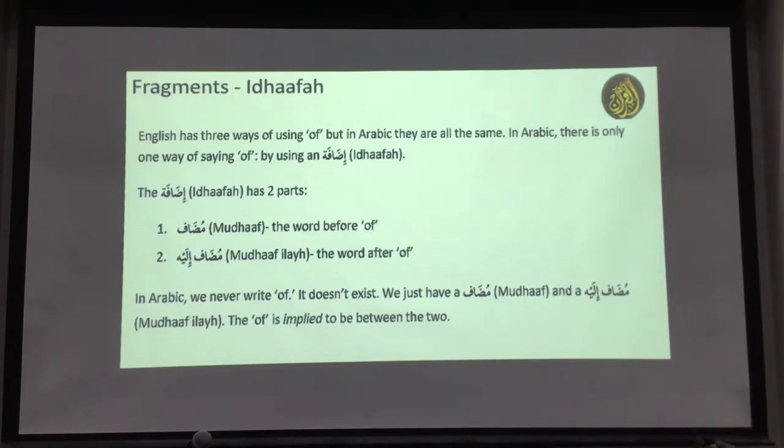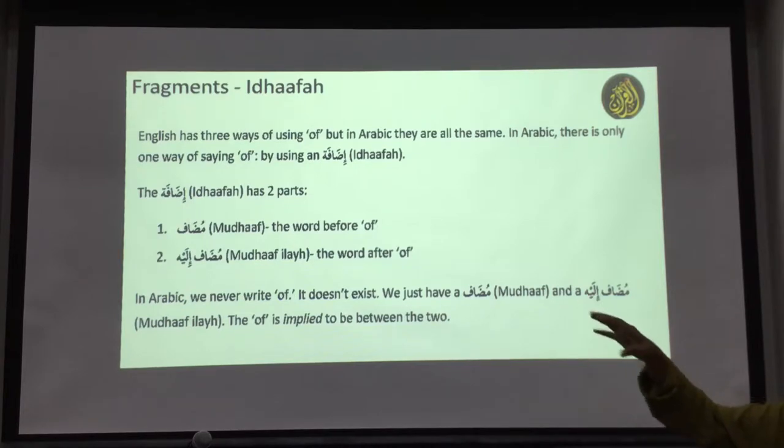And we have only 4 rules about mudaf, mudaf ilay. The first rule is that the mudaf and the mudaf ilay, meaning the 2 words, cannot be far away. They must be with each other. We cannot say one mudaf is here, then there are some other words and then the mudaf ilay. No, they must be next to each other.